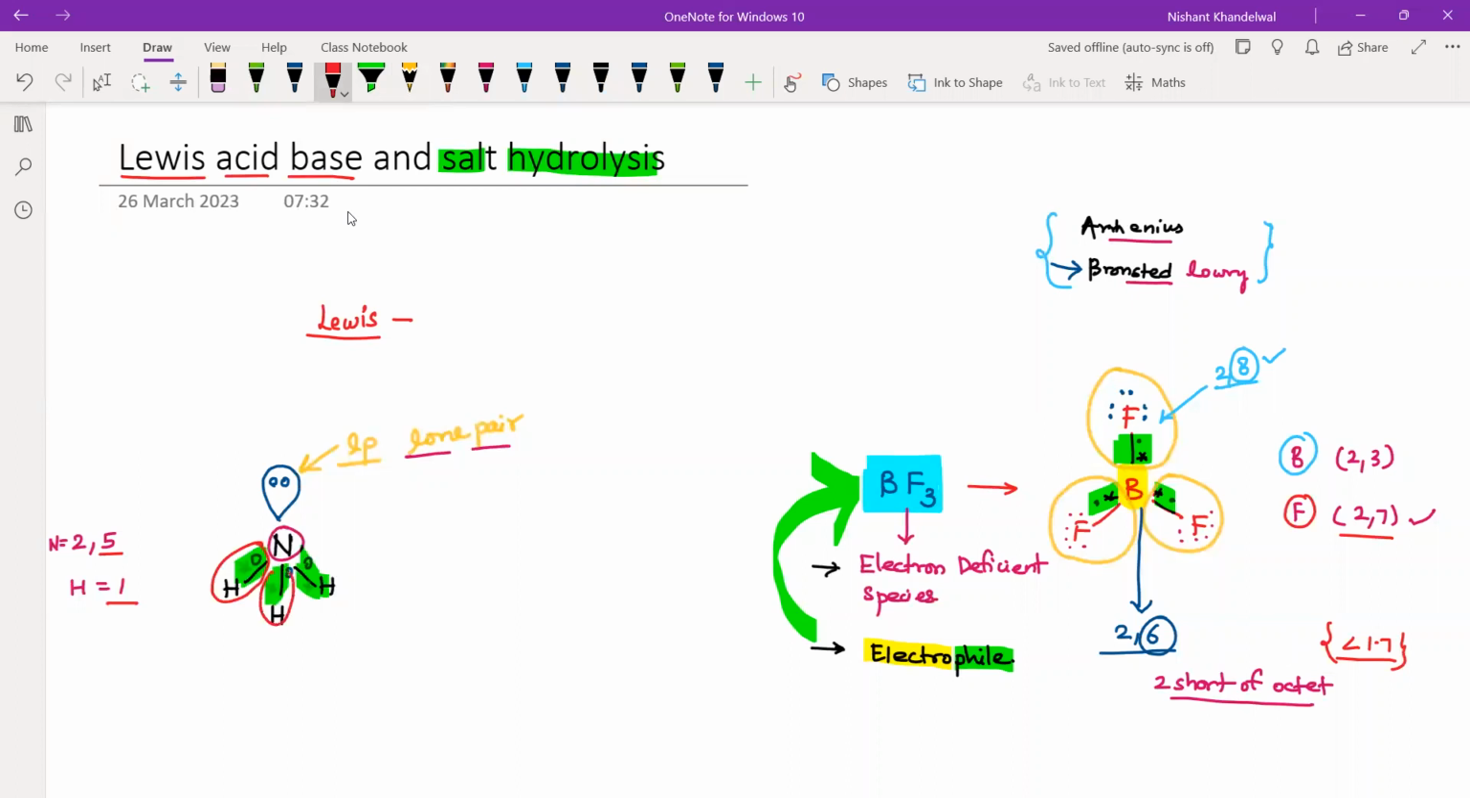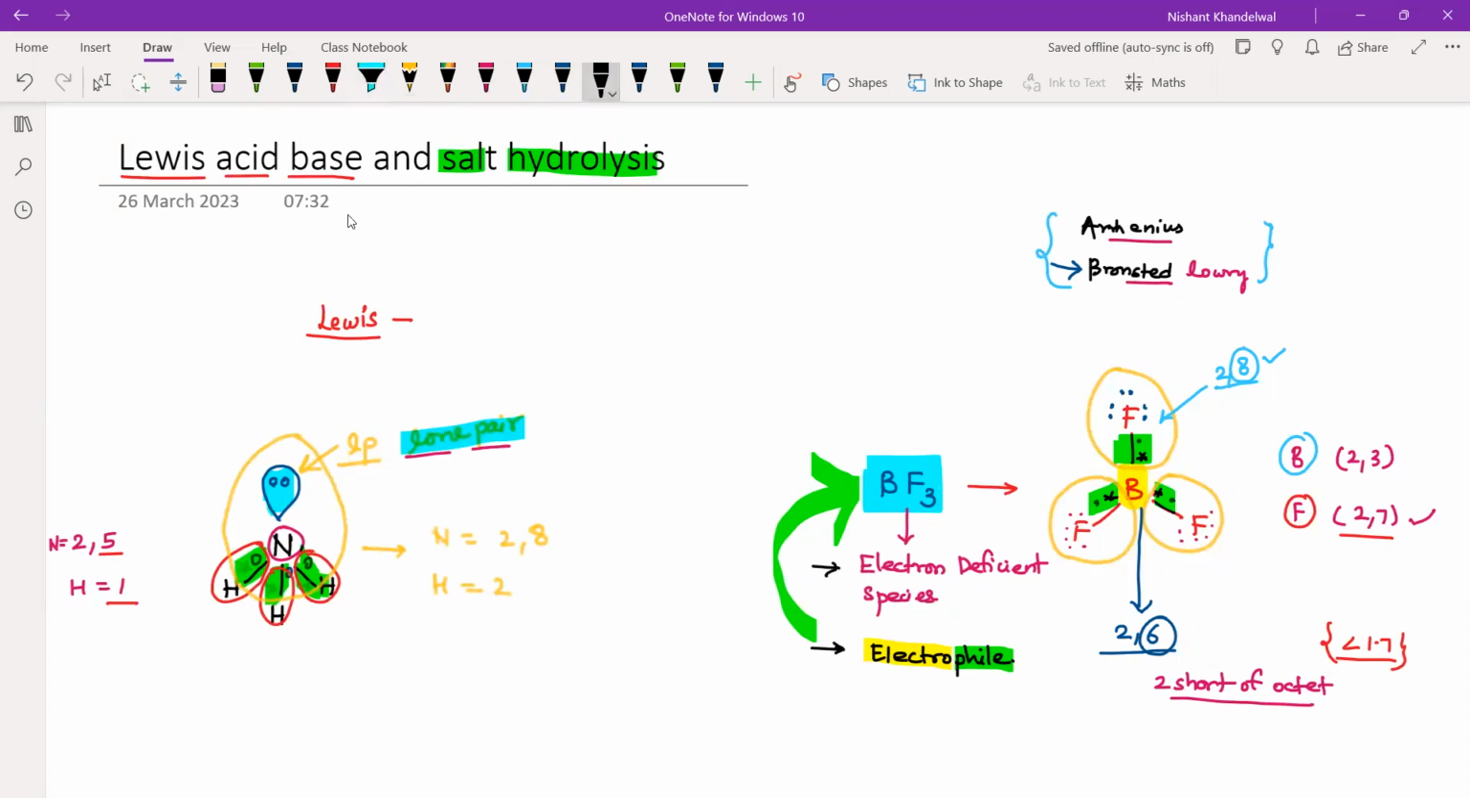Hydrogen is completing its duplet. Nitrogen, on the other hand, if I draw a bigger circle, is completing its octet. You can count it: it has 8 electrons after the bonding. Nitrogen is now 2, 8, and hydrogen is now happy with 2. Is it clear? Now in these species there is an excess of electrons; this is the lone pair, which is not taking part in any bonding.